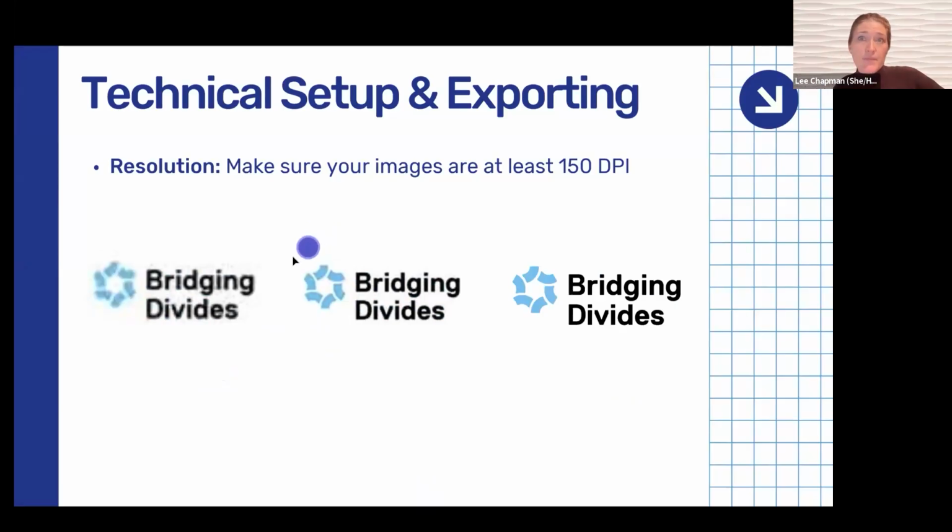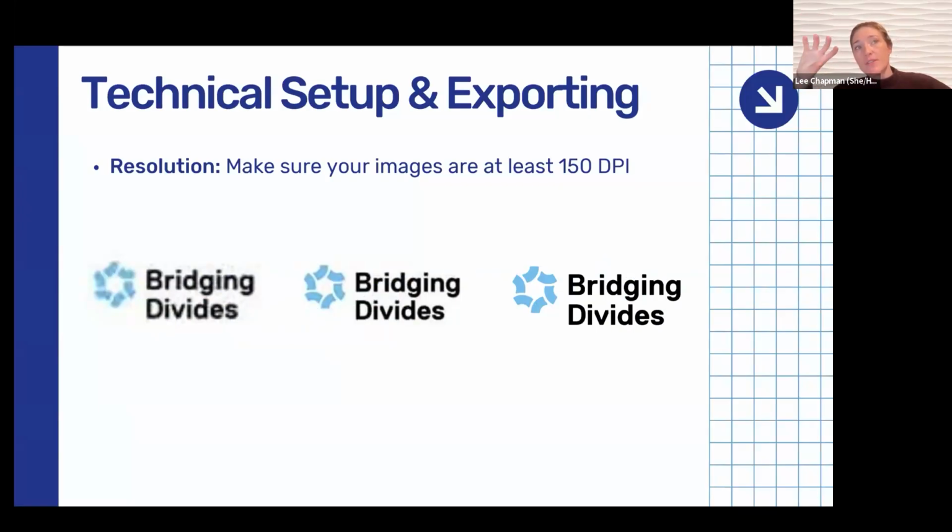This is what it can look like when you don't have high enough resolution. So this is at 50 dots per inch. This is at 72 and this is at 300. So you can see the difference in how crisp this logo is compared to this one and then compared to that one.